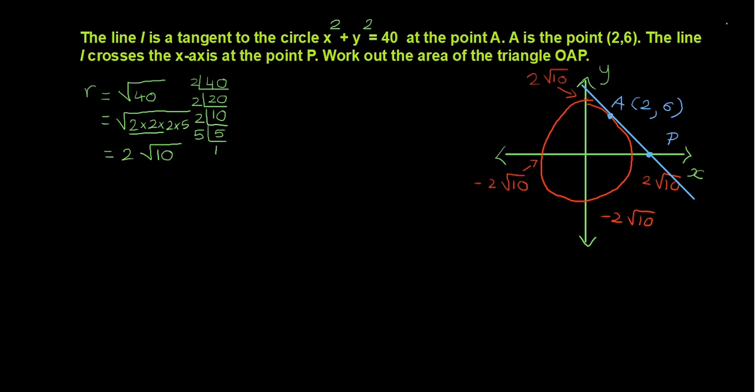So we need to draw another line, the line OA. Let's get the pen back. O is the point for the origin. So what the question is really asking us is to find out this area here.